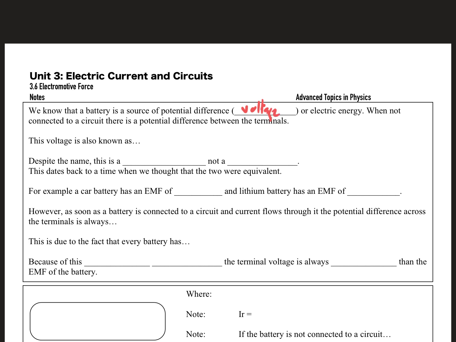So we know that a battery is a source of potential difference, or voltage, or electric energy. It's not really a force, right? When not connected to a circuit, there is a potential difference between the terminals. So we have our 9-volt battery, remember, and it has a negative and a positive side on it. So there is a potential between that. This voltage is also known as the electromotive force.